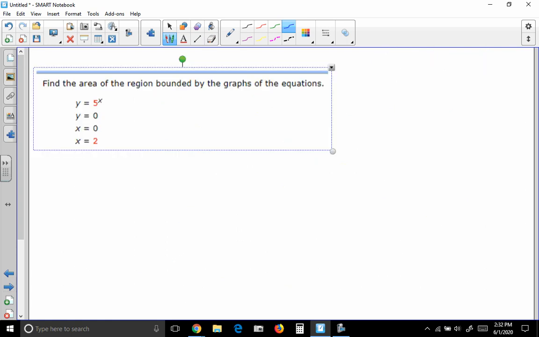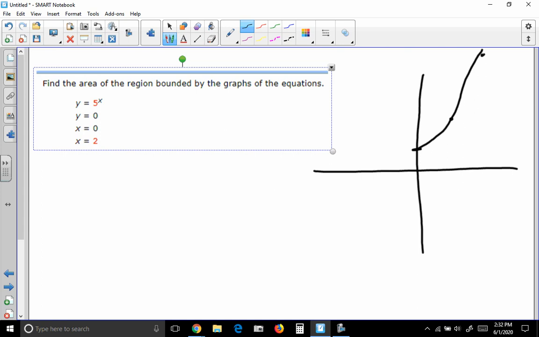So one last problem in this section. This has to do with finding an area. So let's start out by sketching this area. So 5 to the x, that's an exponential. If x is 0, 5 to the 0 is 1. If x is 1, we get 5. If x is 2, we get 25. So we have something that's going up exponentially like that. Y equals 0 is the x-axis. X equals 0 is the y-axis. X equals 2 is here. So we're looking for this area in between here.